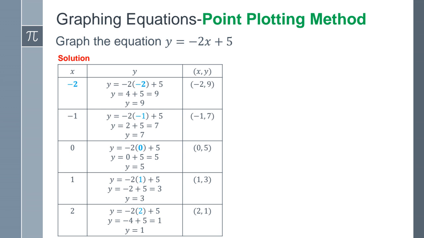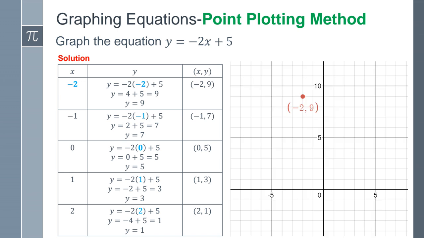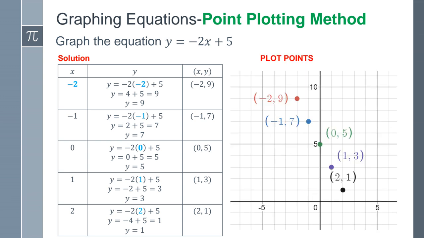So your next step is, once you have your ordered pairs listed here, we're going to go ahead and plot the points. So we have -2 and 9. Then we have -1 and 7, and then we have the rest of the points. Now on your assignments in section 1.1, the instructions say plot the points.